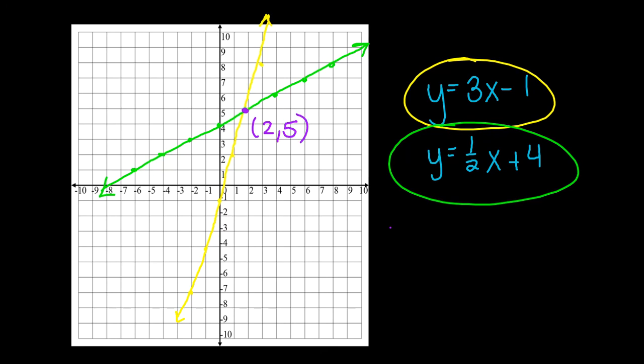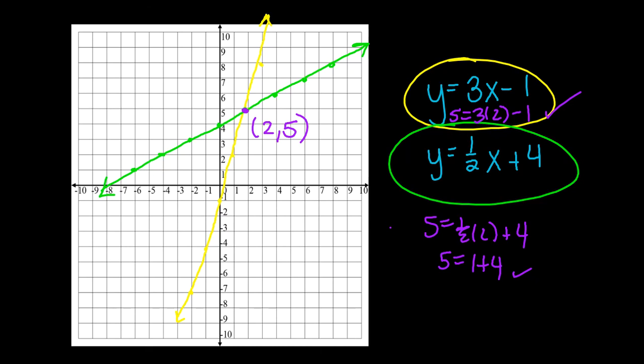Now, is 2, 5 an actual solution here? Let's just double check. Let's plug it in and see if it works for the first, and let's see if it works for the second equation. Go for it. Yeah, so it works for both equations. Let's take a look at that really quickly. We've got, is 5 equal to 3 times 2 minus 1? Is 5 equal to 6 minus 1? Yeah. And is 5 equal to half of 2 plus 4? Is 5 equal to 1 plus 4? Again, yes it is. Okay, so 2, 5 is in fact that one point where these two lines are going to meet.